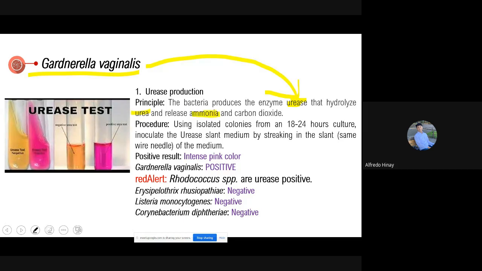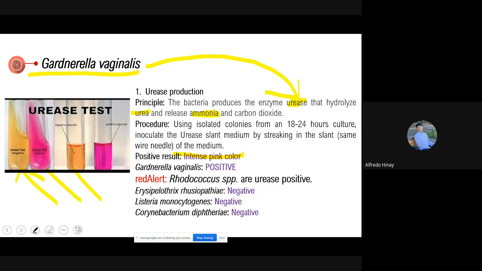Okay? So since the urease is this one, pink color. Sorry class. Ito yung original color niya, yellow, or orange. Tapos kung positive with ammonia, it will become alkaline. Kaya nagkakaroon tayo ng pink or intense pink color naman class.